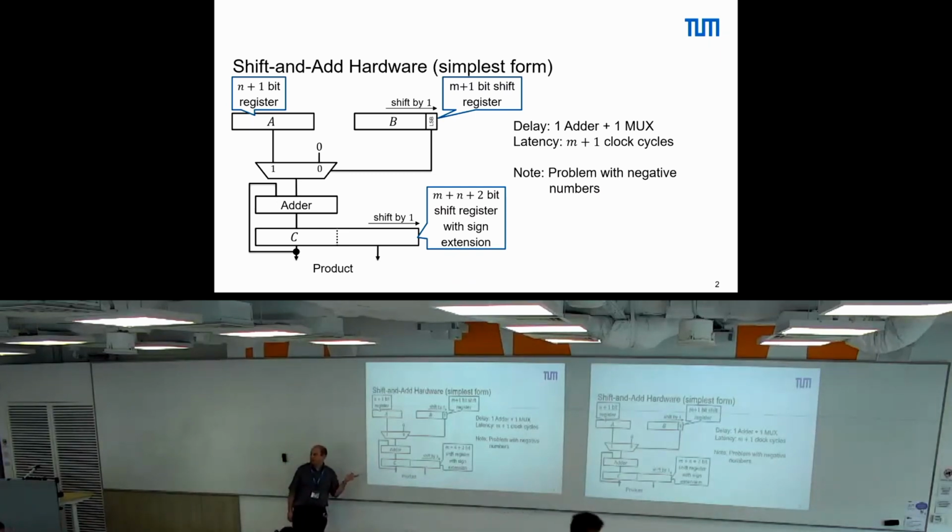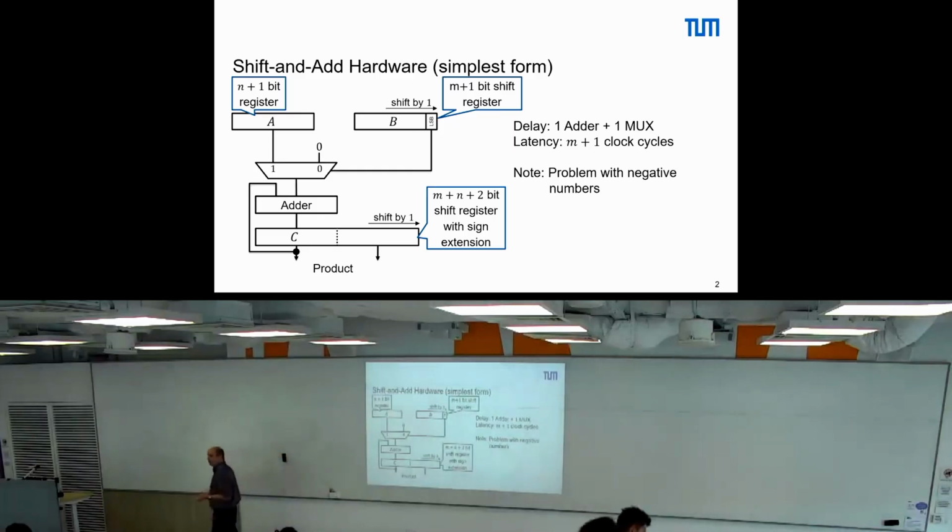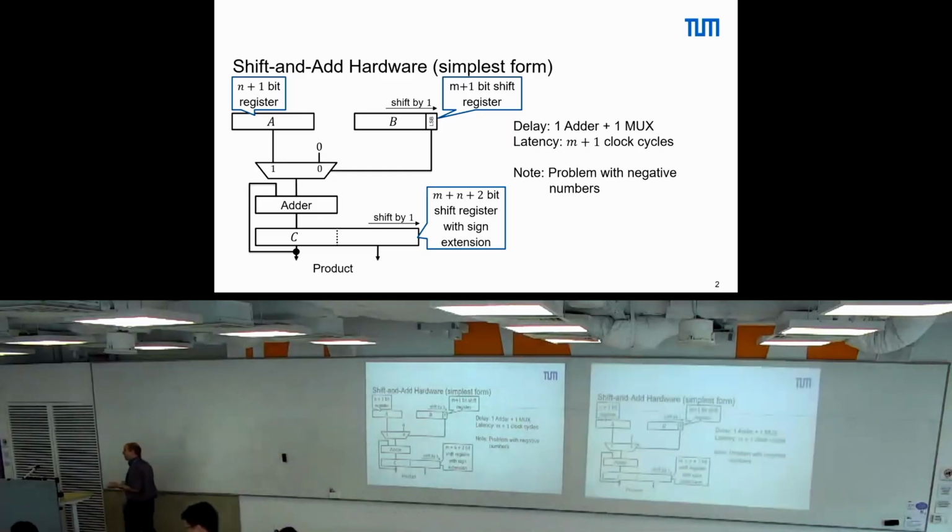I think there's not too much to recap. We derived yesterday together this shift and add multiplier. So the only thing maybe to recap is what was the problem here with the sign bits? What do we have to do if we have a negative b value? So assume you have a negative value of b. What do we have to do? We need to change effectively the sign here, ensure that here is a positive sign bit.